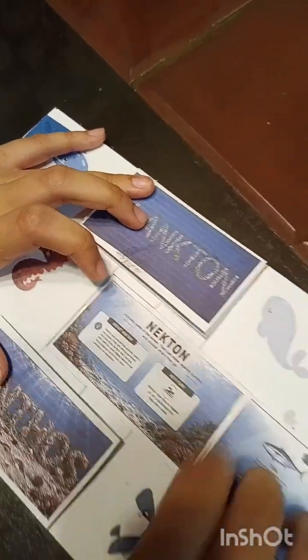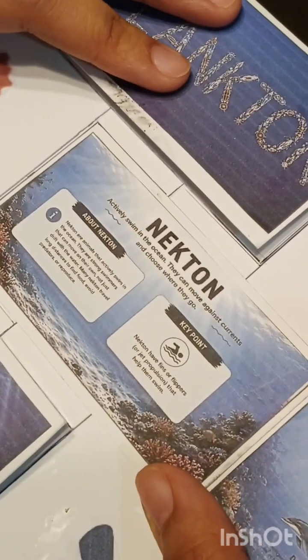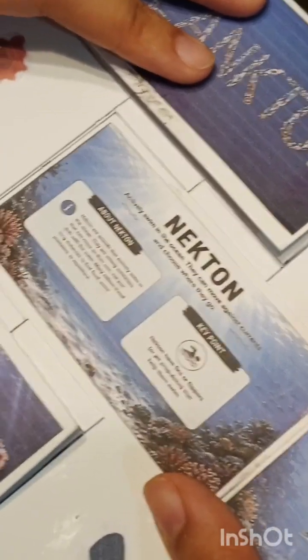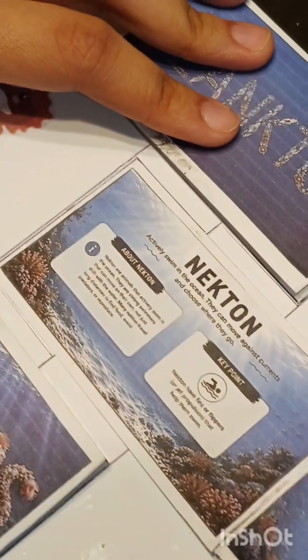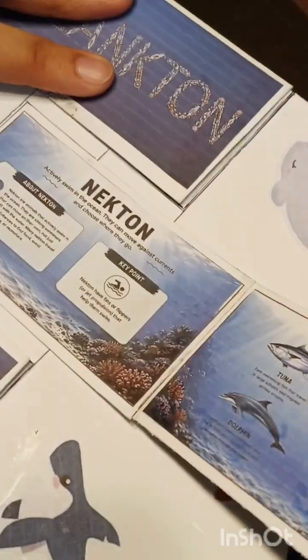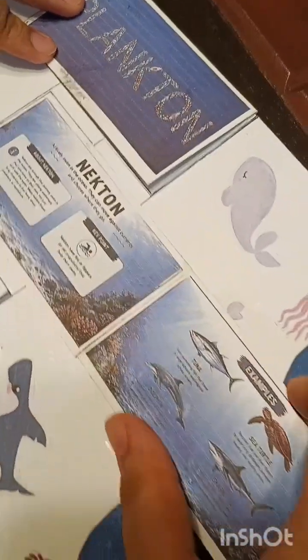So what are nekton? Nekton are the ones that actively swim in the ocean. They can move against currents and choose where they go. These are strong swimmers, and they really have brains, and they have their own sense of direction. They travel long distances to find food, and they know how to avoid predators and how to reproduce. They have fins or flippers or jet propulsion that helps them swim.